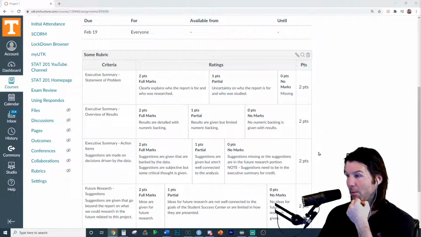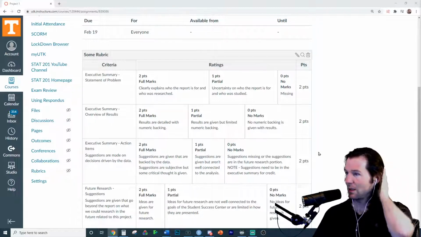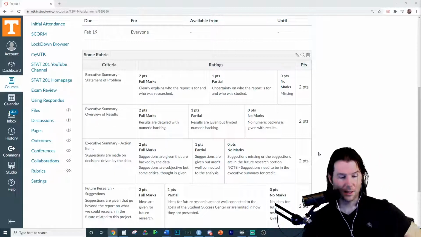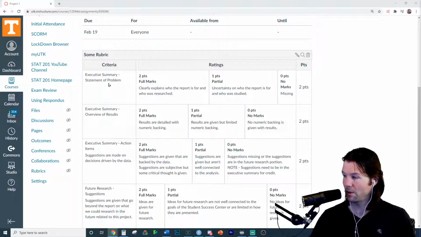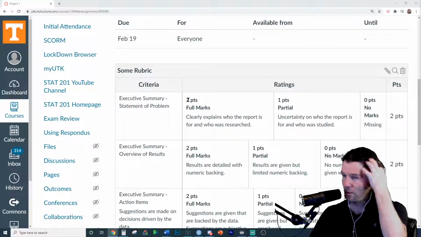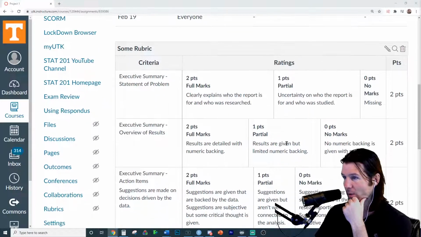I went through and pretty much allocated the points where I thought they should be allocated. If you'll notice, it literally goes by what I did in my videos. So you have the executive summary statement of the problem. You need to make what you're saying about what you'll be working on very clear. It clearly explains who the report is for and who was researched. That's how you get the full marks right there.